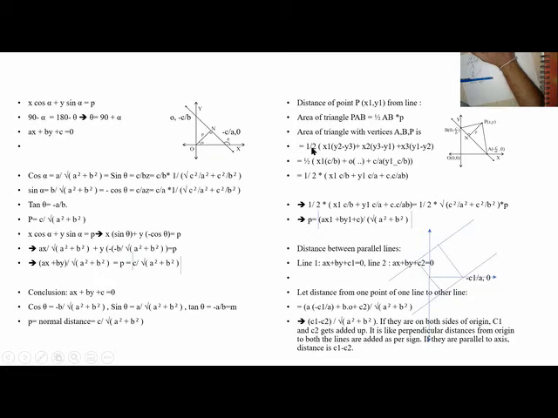Area is half into x1 into y2 minus y3 plus x2 into y3 minus y1 plus x3 into y1 minus y2. This is the formula of a triangle when three vertices are given. This is trapezium 1 plus trapezium 2 minus trapezium 3. We have derived it in earlier classes. So this is the formula, sigma x1 into y2 minus y3. When I do this, what I am getting is half into x1 by cb plus y1 by ca plus c square by ab.